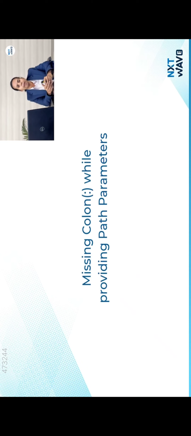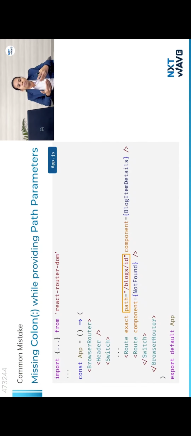Okay, now coming to the last one, which is missing the colon while providing the path parameters. As we previously understood, when we are defining the path, there is an option of providing path parameters. Let's say for blogs, we want to access a particular blog, so we can specify slash the ID of the blog. For that, in the path that we define, we have to specify the path parameter, which is colon ID. If you forget to mention the colon, what will happen? The entire slash blog slash ID will be considered as a single path, just like slash blog slash about. It will be considered as another path, not as a path with a path parameter, because for a path segment to be a path parameter, we need to specify a colon before it.